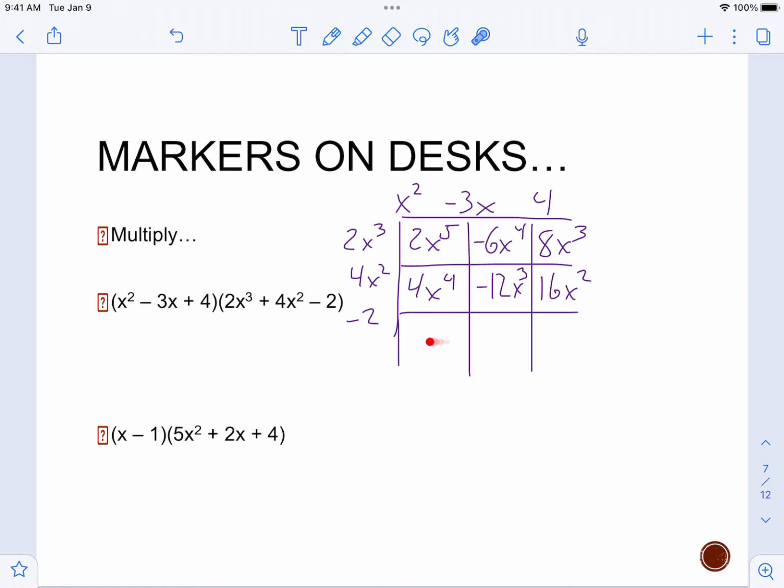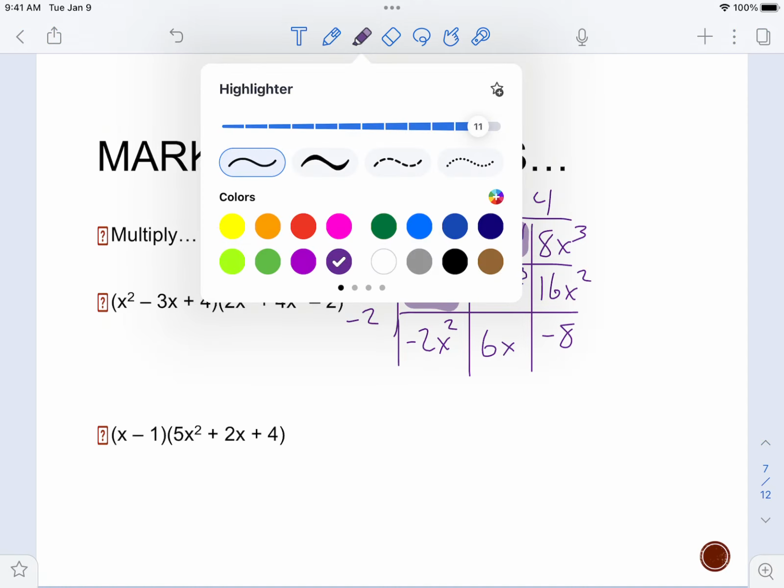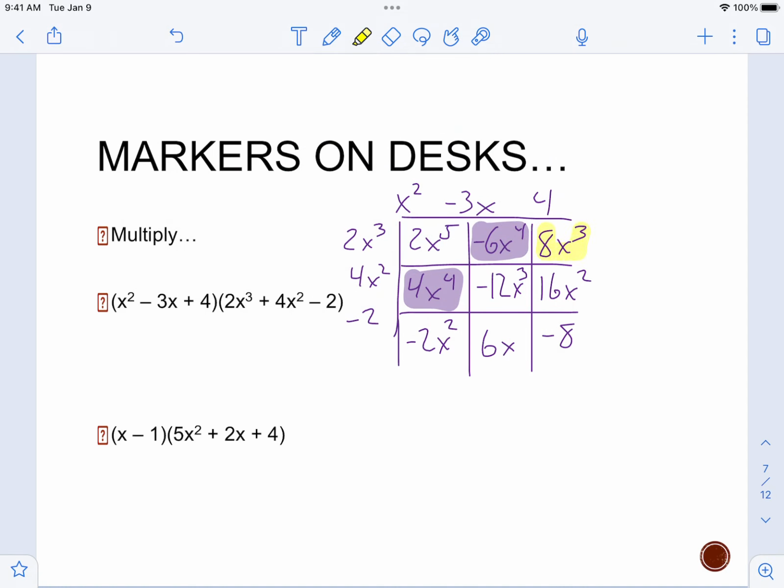And then the minus 2's in the bottom row will become a minus 2x squared, a positive 6x, and a minus 8. Now we're going to line up our like terms. So this one, they don't line up perfectly diagonally. The x to the fourths do, but notice that the x cubeds, there's 2 of them that line up diagonally, but then this last one here is an x squared, so that one doesn't go together. The x squareds don't line up diagonally. And those are all of my like terms kind of highlighted there.